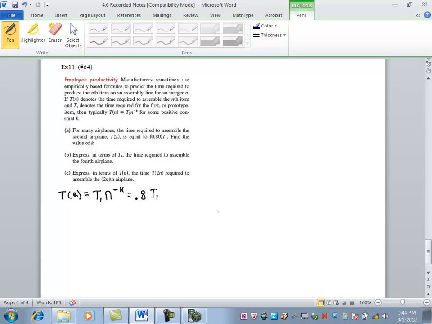Okay, so we've got these two expressions set equal to each other. Now it's a matter of solving for k. Of course, our T sub 1s will cancel. n to the negative k equals 0.8. And we need that variable out of the exponent. So I'm going to take the log of n to the negative k equals the log of 0.8. And so now I pull the negative k out front. Negative k log of n equals the log of 0.8.